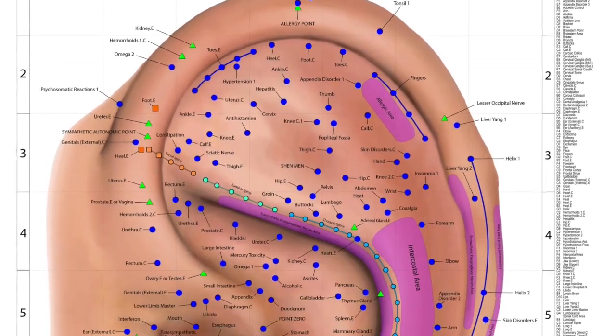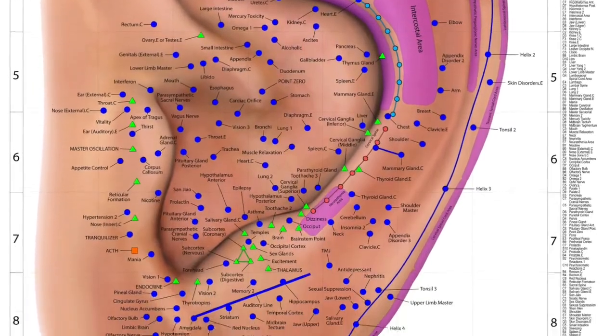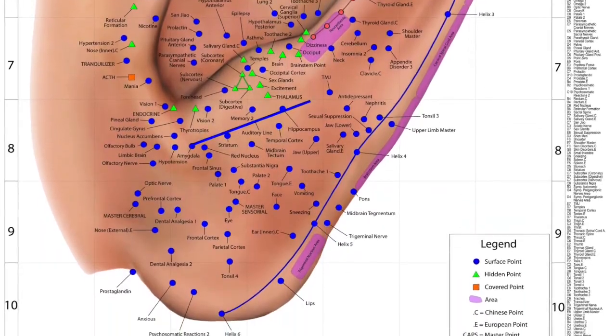When I first started looking at auriculotherapy and how we could make things better, the first thing I noticed is it was a bit of a thorny problem. There are literally hundreds of points on the ear. They're very tiny, they're very close together, and they're very powerful.